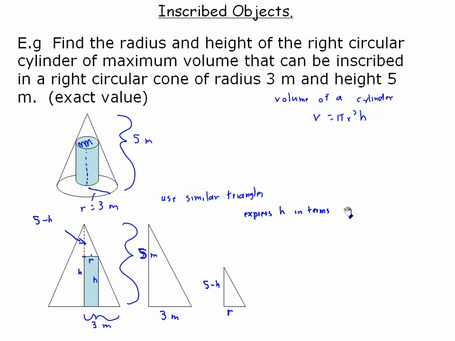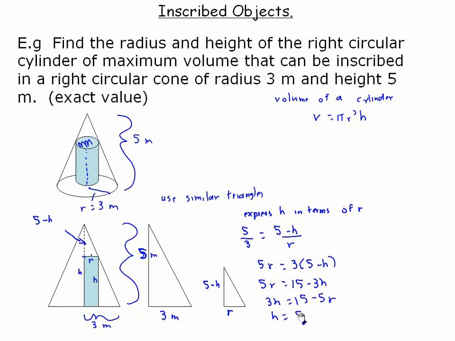The equation will be easier if we go this way, though. So our ratio, you have a choice, of course, but I could write this as 5 over 3 is equal to 5 minus h over r. So cleaning up the fraction, 5r is equal to 3 times 5 minus h. So 5r is equal to 15 minus 3h. So 3h is equal to 15 minus 5r. So h, divided by 3, is equal to 5 minus 5 over 3r.